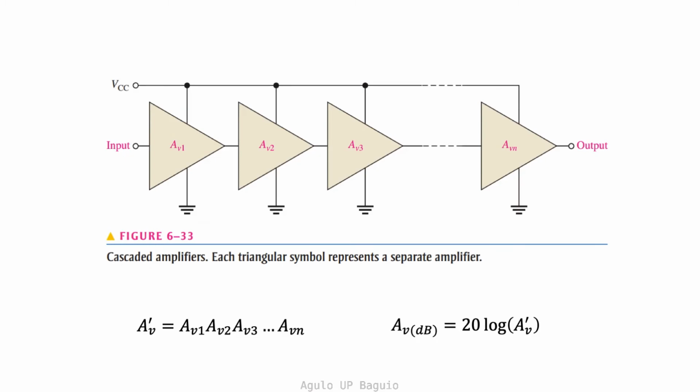Now, we can connect one or more amplifiers in sequence, resulting in a total voltage gain, which is the product of the individual gains. This is called a multi-stage amplifier. The expression for the overall voltage gain is shown. Oftentimes, the voltage gain is expressed in dB units. The expression to convert the voltage gain to dB is also shown.